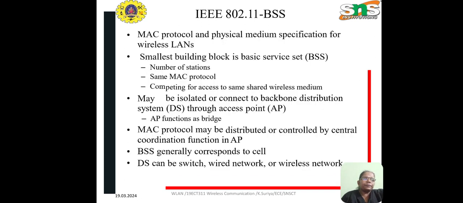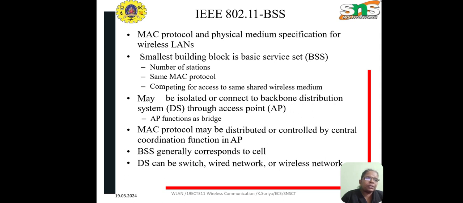Next one is basic service set. A basic service set is a group of stations communicating at the physical layer level. There are two types of BSS: infrastructure BSS and independent BSS. MAC protocol and physical medium specifications are present inside this basic service set. It is the smallest building block, and it has a number of stations. The same MAC protocol is used in all the stations, and they compete for access to the same shared wireless medium.